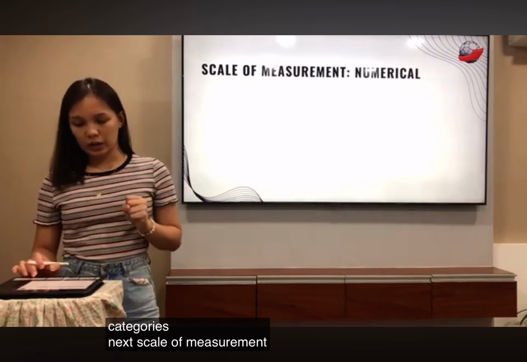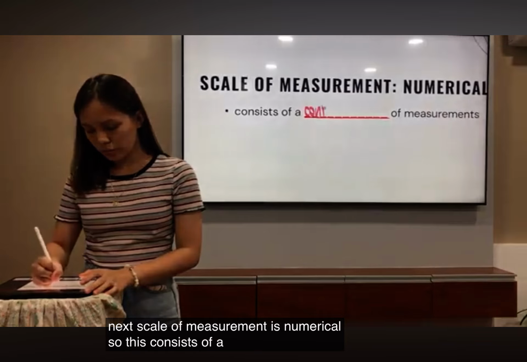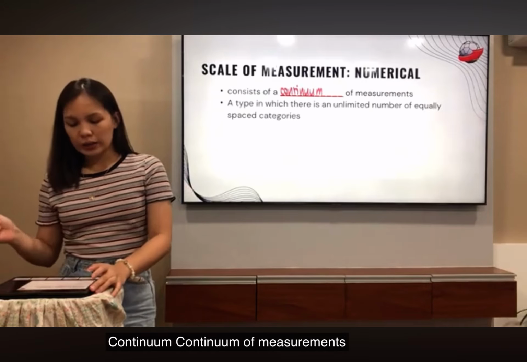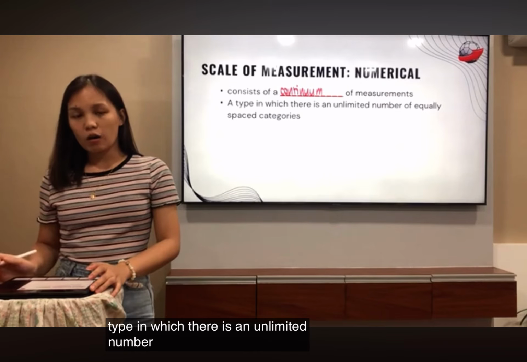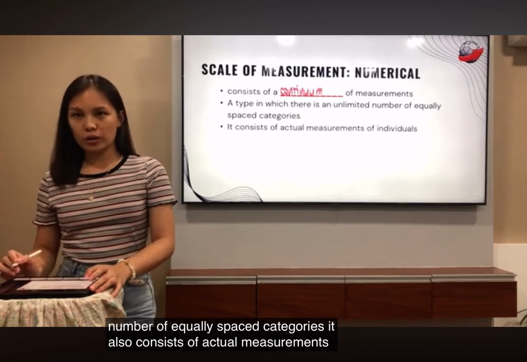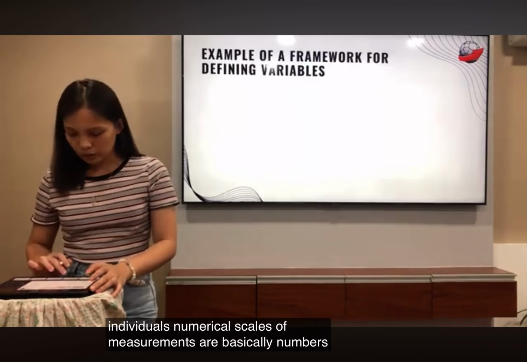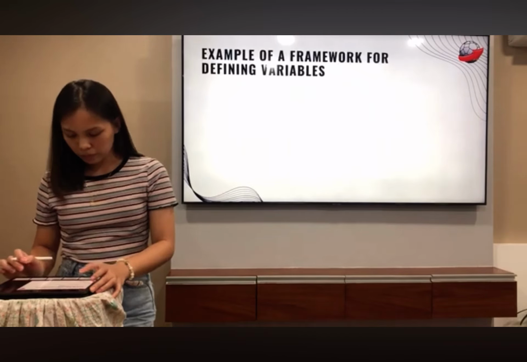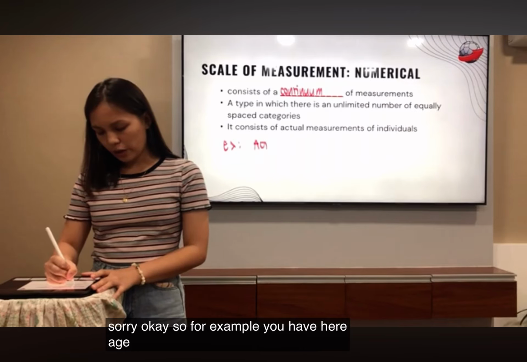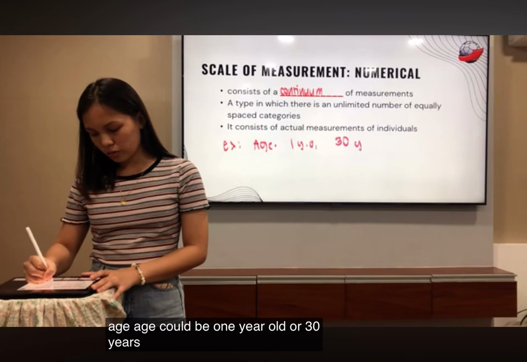Next scale of measurement is numerical. So this consists of a continuum of measurements, a type in which there is an unlimited number of equally spaced categories. It also consists of actual measurements of individuals. Numerical scales of measurements are basically numbers. Okay, so for example, you have here age. Age could be 1 year old or 30 years old.